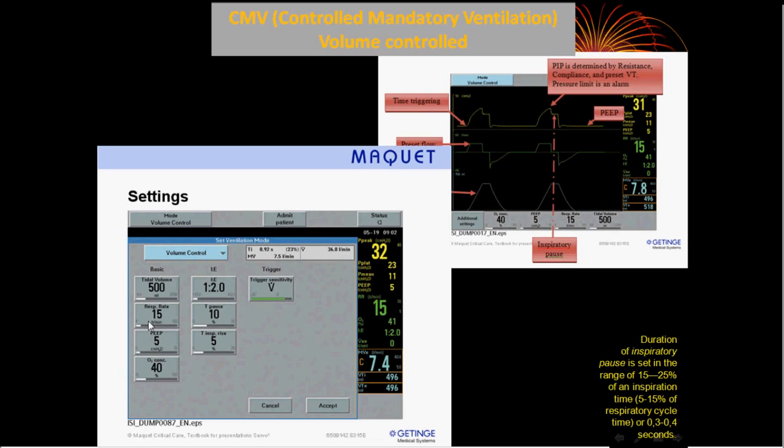You have to adjust the respiratory rate, about 15. This is the inspiratory pause, this is the PEEP, and this is the inspiratory time. You should select all these data for volume control if it is like that.